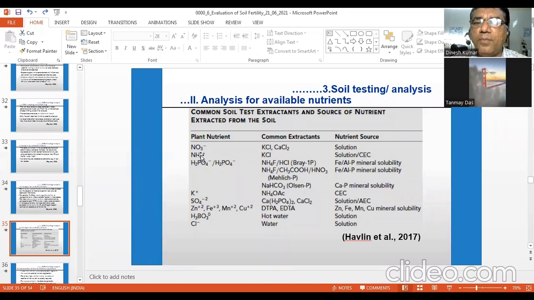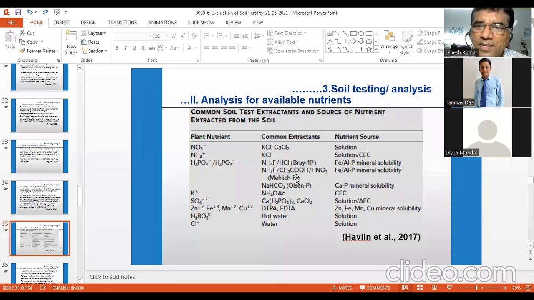So ammonium is both. Then H2PO4 or HPO4. Some mistake is there in this. One should be HPO4. And the extractant can be ammonium fluoride or HCl. If you are analyzing Bray, it is mostly in acidic soils. Ammonium fluoride, or what is CH3COOH? What is the name of this? Acetic acid, sir. Acetic acid, good. So this is acetic acid or HNO3. This reagent is called Mehlich P, again for acidic soils.